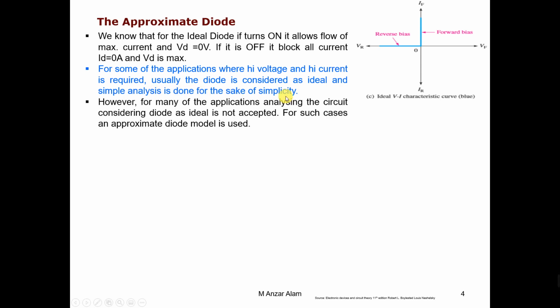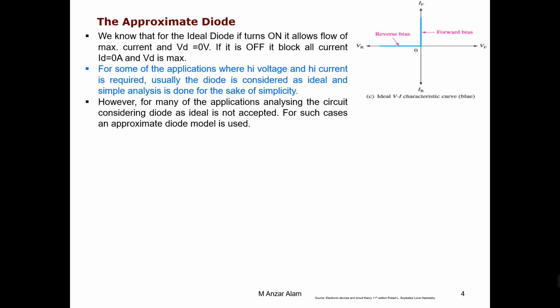Hope you understand. But it is not always true that we should use the ideal property. For example, if the voltage is very low, so for example, if the supply we are using is 1 or 2 volt, then we cannot ignore the diode barrier voltage of 0.7, because if the supply is 1 volt, then the diode voltage is 0.7 volt. Both are comparable.